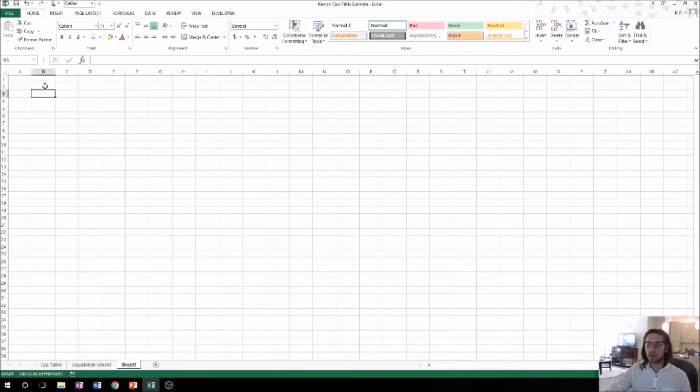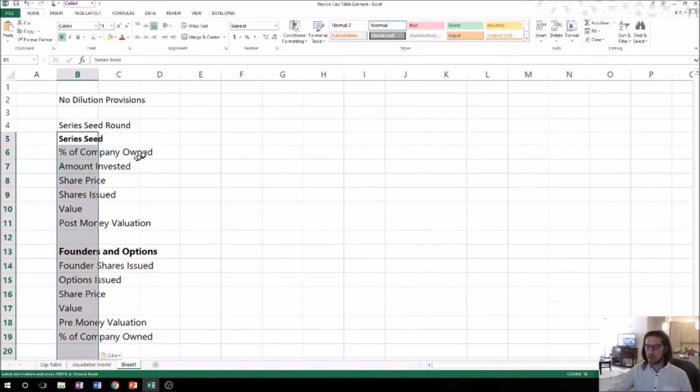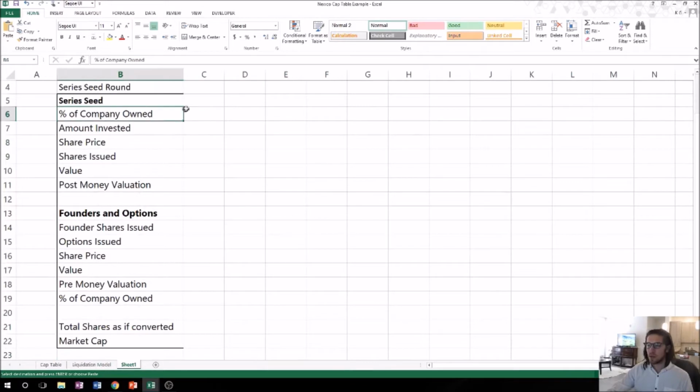So we'll start here. I'm just going to do a little bit of formatting up here. Follow along. Maybe I'll zoom in a little bit to make it easier for you to see here. Looks good. Okay, so I'm just going to start at the top, no dilution provisions whatsoever. And then I'm going to do series seed round, and I'm going to copy and paste some labels in so you don't have to watch me type them, and you can pause and type them out for yourself. So that's how these look. I'm going to format those over.